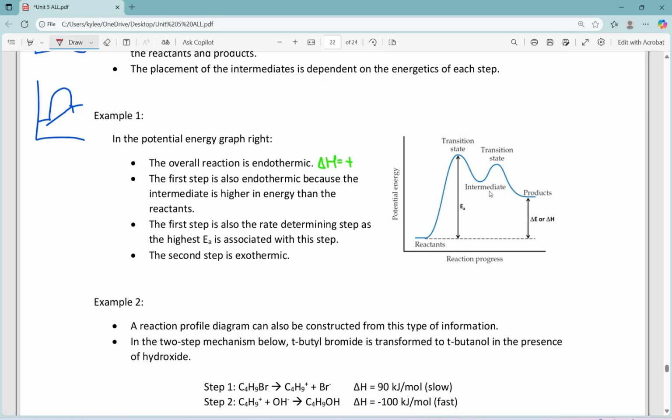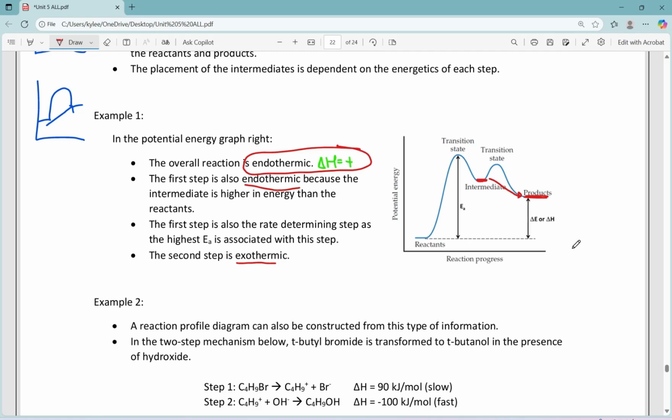Final thing I want to point out in this example of a two-step mechanism is that the second step is going to be exothermic. If I just zoom in on the second step, I start here where the intermediate is and I end at a lower energy for the products. So for the second step, I'm going to have an exothermic step. The first step was endothermic, but overall, my net is going to be endothermic.